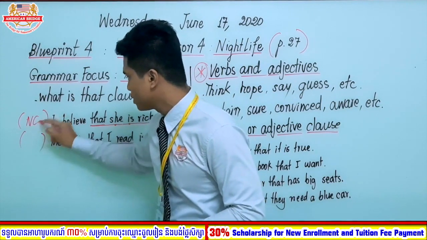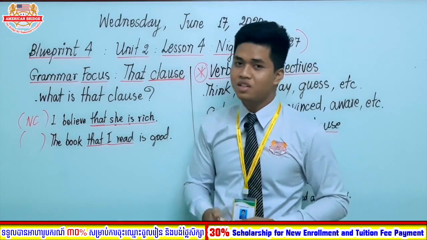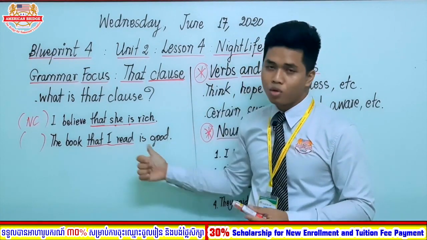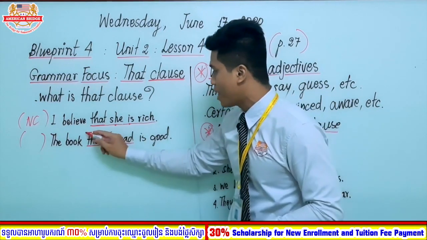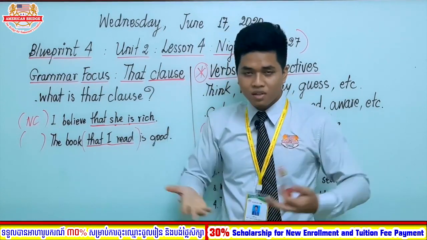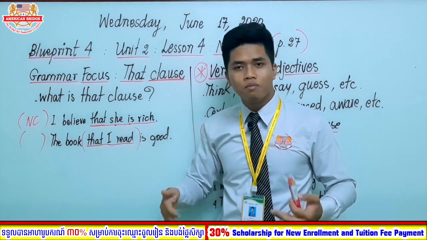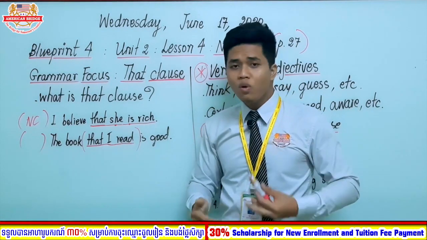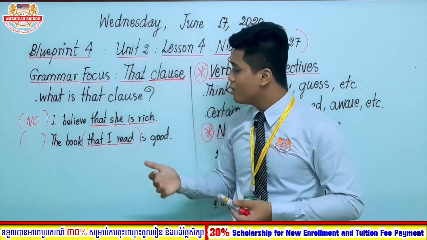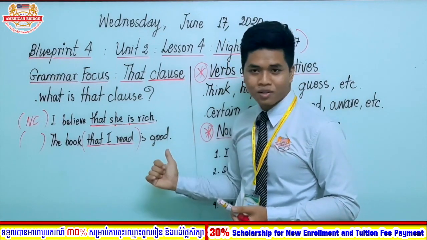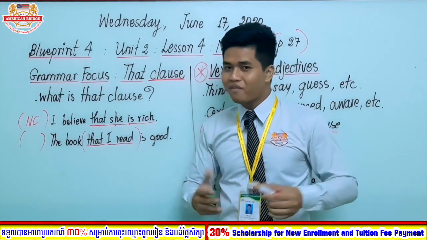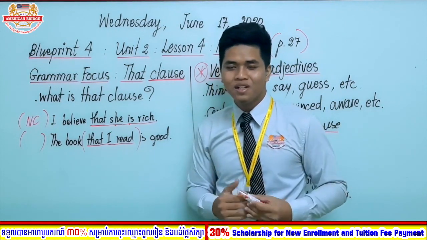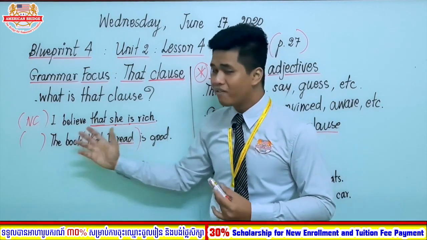So I say noun clause. N stands for noun, C stands for clause. The second one: the book that I read is good. Without that clause, imagine: the book is good. Is it listenable? Is it meaningful? Alright, it is meaningful. You say the book is good. But if you want to add more meaning, the book that I read is good. Do you remember the function of an adjective? An adjective is used to give more meaning to the noun. It is used to modify the noun.